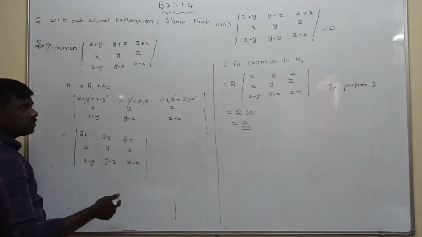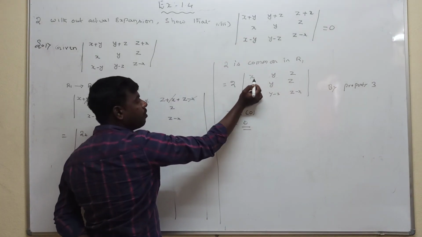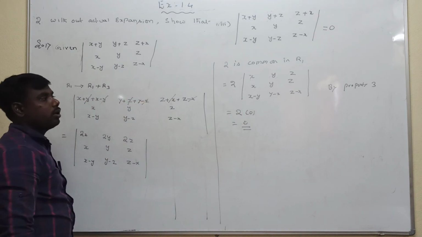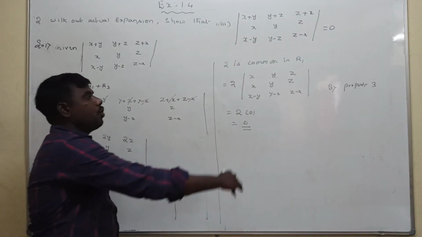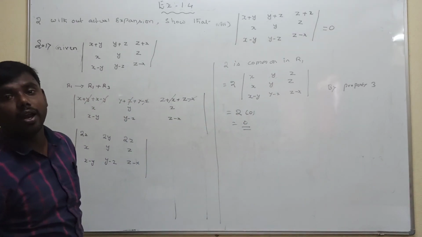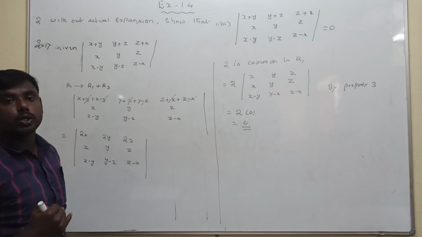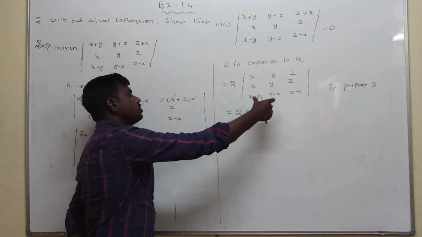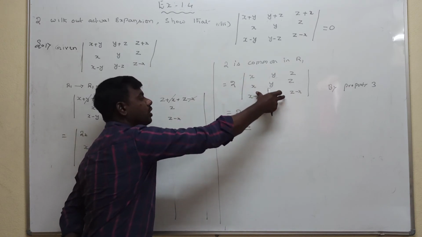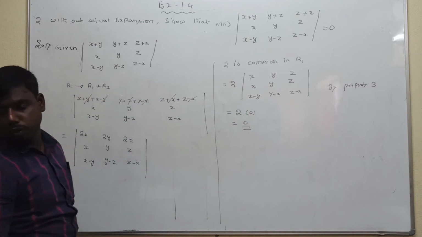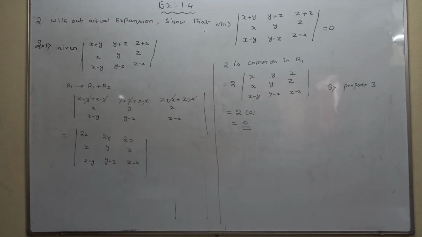After that, observe here, friends. The first row and second row, both rows, are equal. So whenever 2 rows or 2 columns are identical, the determinant value will be 0. That's why this total determinant value will be 0. So 2 into 0 is 0. This is the solution of this question, students.